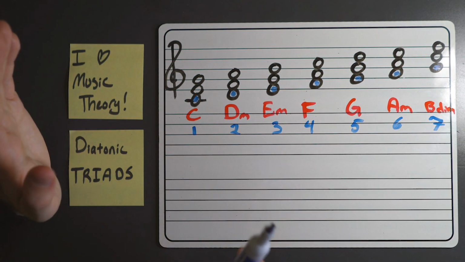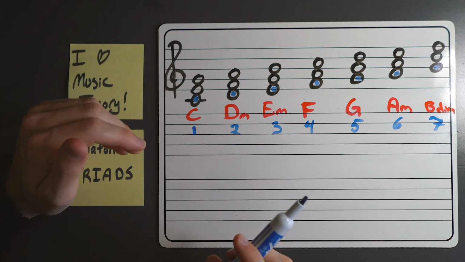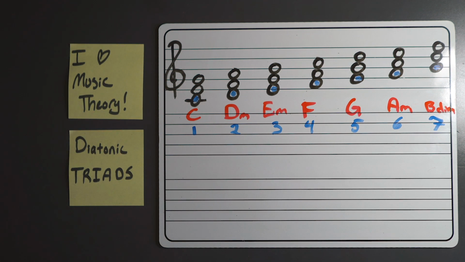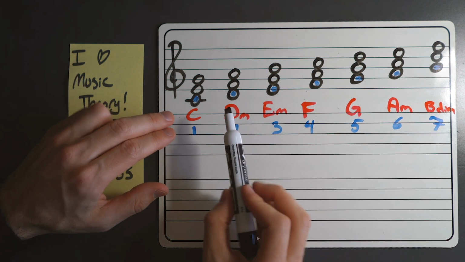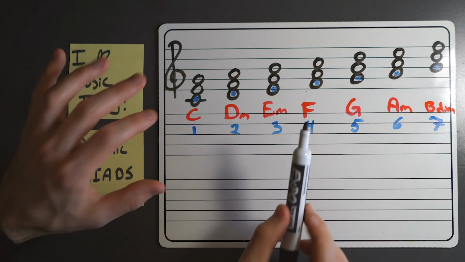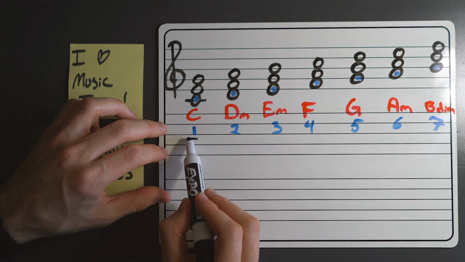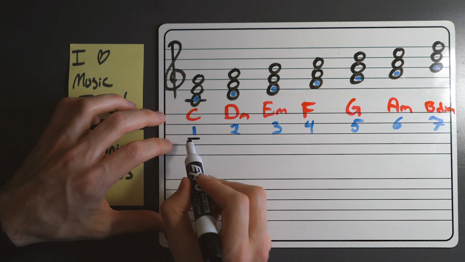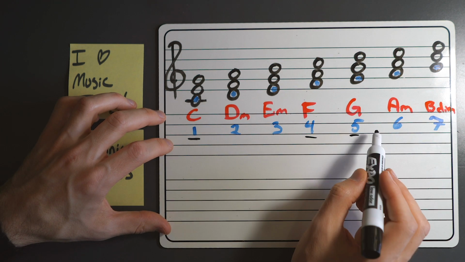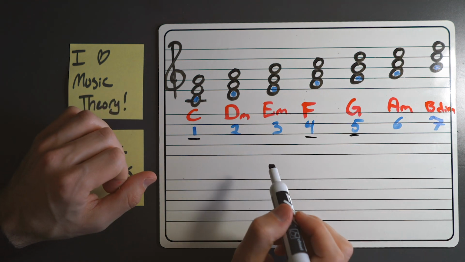So a lot of times you hear someone say, hey, let's play a 1-4-5 in the key of C, or let's play a 2-5-1 in the key of F. What are they really talking about? Well, all they're talking about is thinking diatonically from whatever key we're in. They're thinking of all the different scale degrees and building chords off of those specific scale degrees. So if I said a 1-4-5, I would be thinking C, F to G.